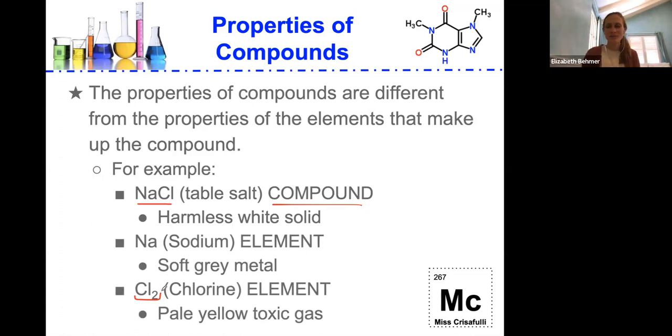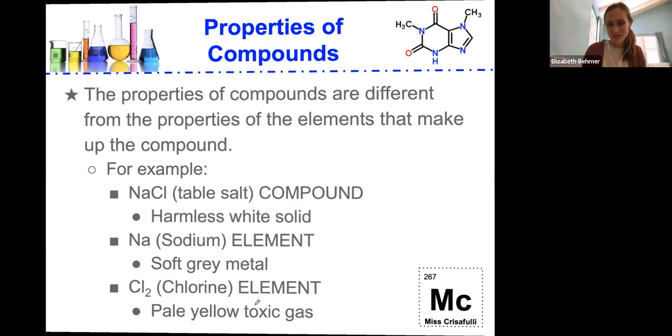So just take a moment and appreciate the complexity of chemistry and how God designed our world. Table salt we eat every day. And if you eat too much table salt, that is not good for you. It'll lead to high blood pressure and other problems. But if we break the compound of table salt down into sodium and chlorine, we can't eat sodium. That's a soft gray metal. And you certainly never want to breathe in chlorine because it's a pale yellow toxic gas. But when you combine them, you can eat them and it makes your food tasty.